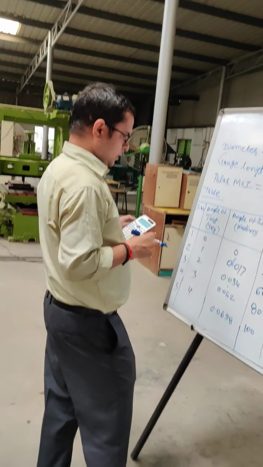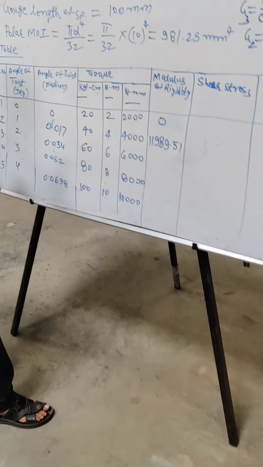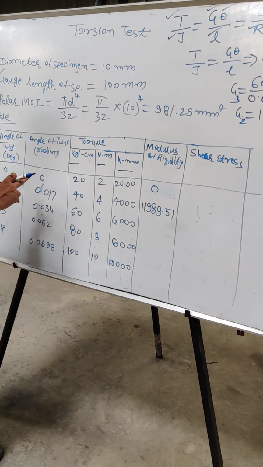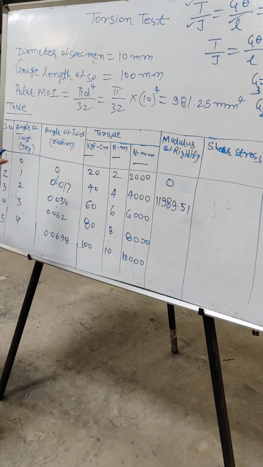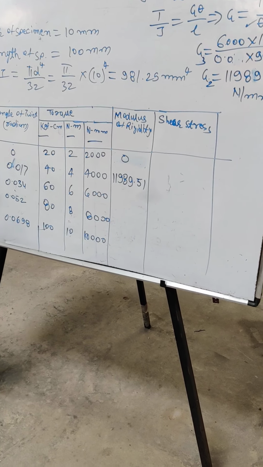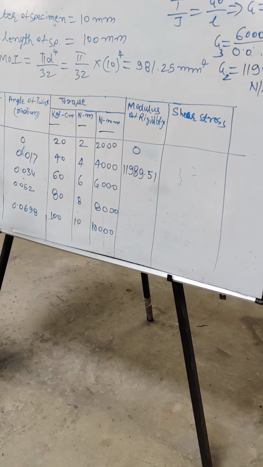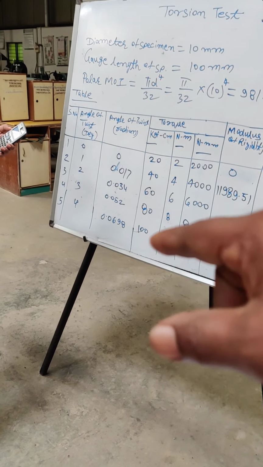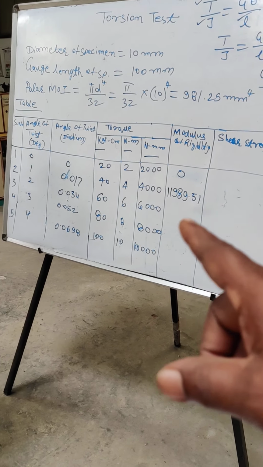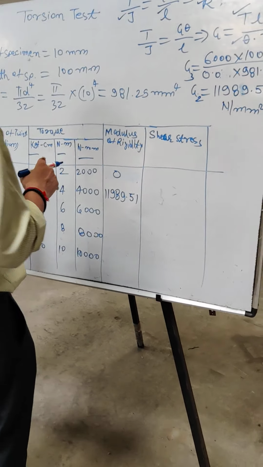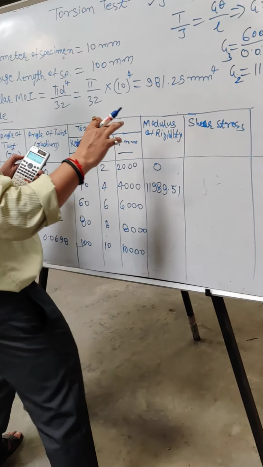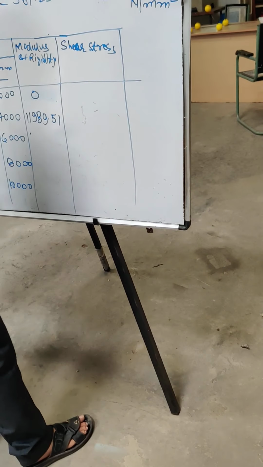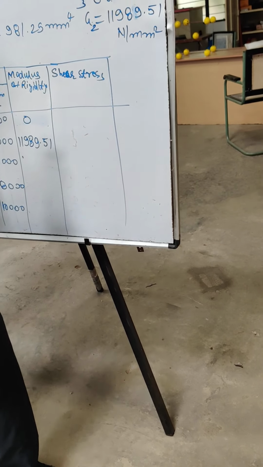We have taken 20 for 21, no? At 20 Newton, 20 kg, is it 1 or 0? 0, no? This is not possible, because this reading is not possible. So we have to write here only 6000, 4000, okay, it is correct.